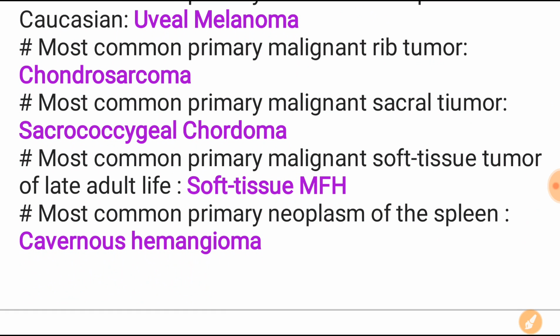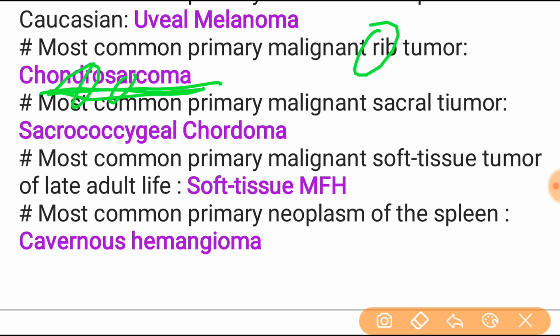Next one is the most common primary malignant rib tumor, which is chondrosarcoma. Both are repeated, so you have to remember rib. And this is also a most important question. The most common primary malignant sacral tumor is sacrococcygeal chordoma. This is also a question repeated many times, so you have to remember this type of question.